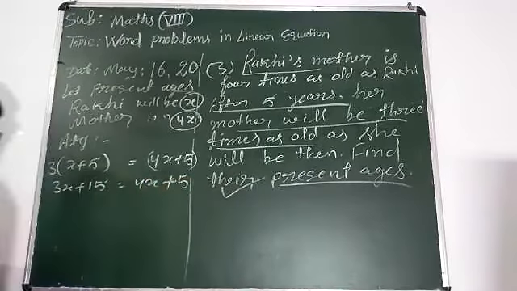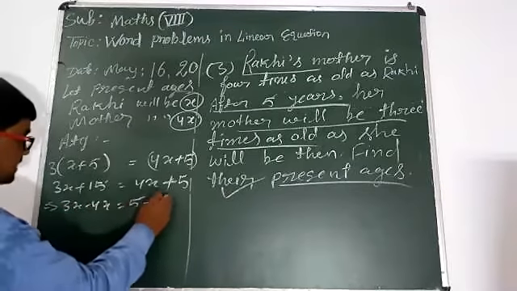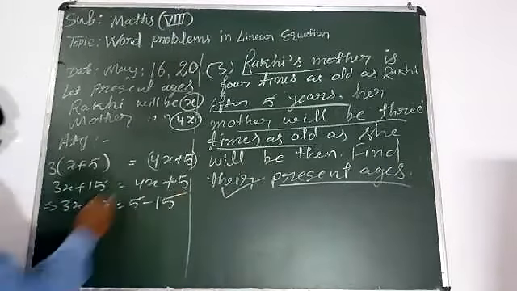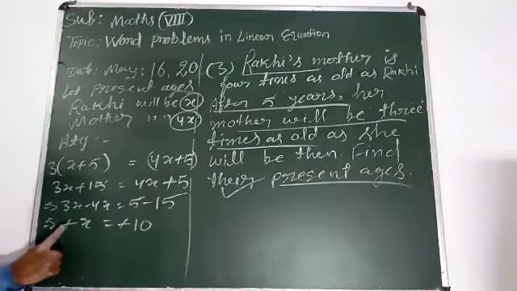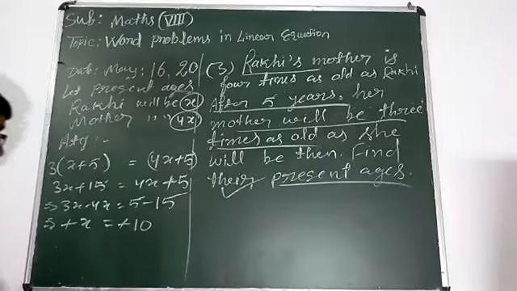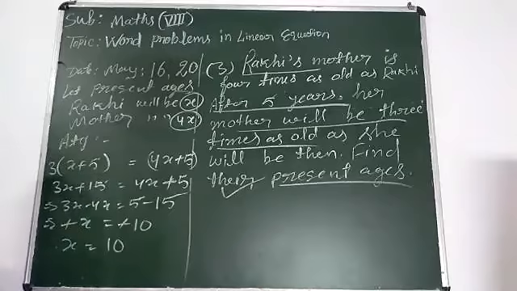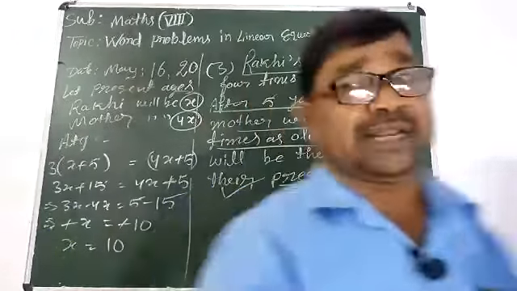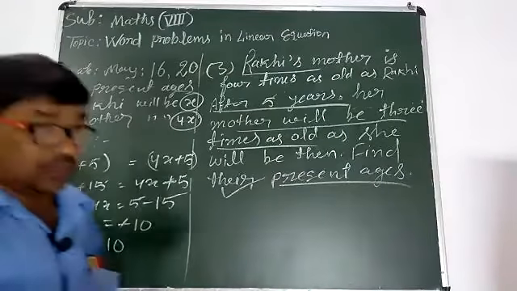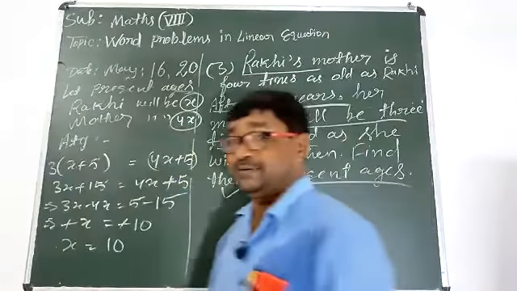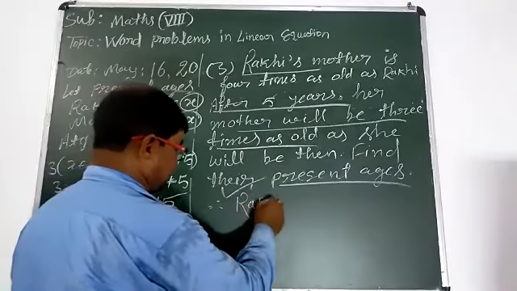Now, 3x minus 4x equals 5 minus 15. So minus x equals minus 10. Minus 1 divided by minus 1, we will get 1. Now x equals 10. What is x? x is Rakhi's age, and the question is asking to find their ages. So Rakhi's age.